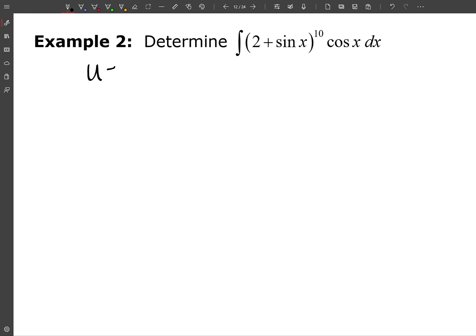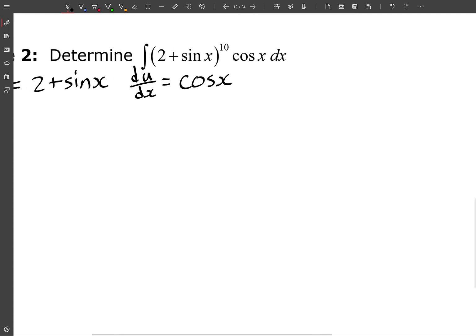So I'm going to set u to be 2 plus sine x. That means that du dx is going to be, well, the derivative of 2 is 0, so that goes away. Derivative of sine x is cos x. So you see how the more you do this, the more you get good at spotting, oh, hey, this is going to work out nice. Which means that dx is equal to du over cosine x.